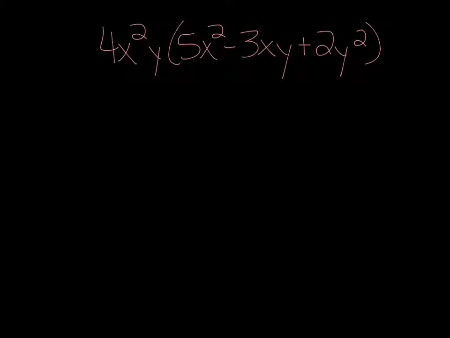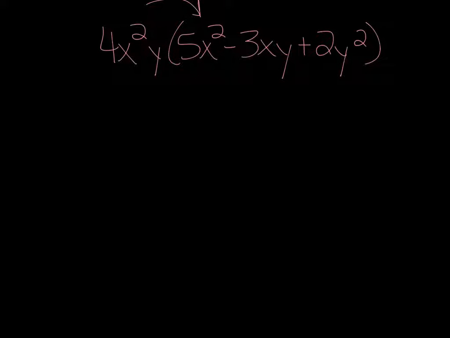Okay, this problem. My monomial is 4x squared y. My polynomial is 5x squared minus 3xy plus 2y squared. This was just a little more complicated. It's got two variables, x and y. Watch your signs, watch your numbers.